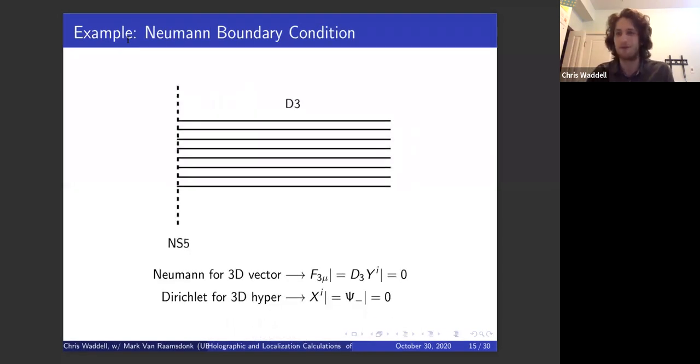A couple of natural boundary conditions to consider. One is the classic Neumann boundary condition, where we impose a Neumann condition on the 3D vector multiplet and a Dirichlet on the 3D hypermultiplet. And then in the brane picture, this just corresponds to having all of the D3-branes end on a single NS5-brane.